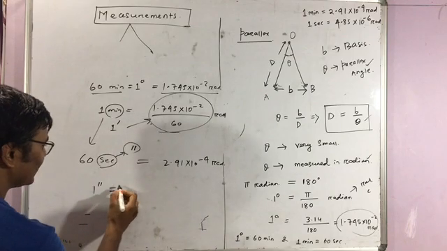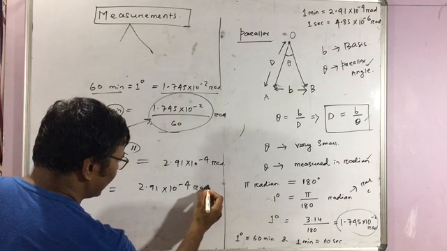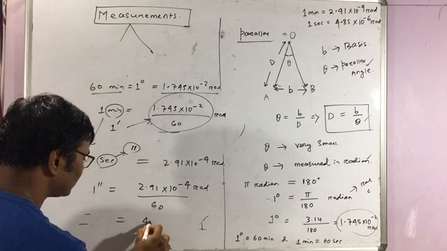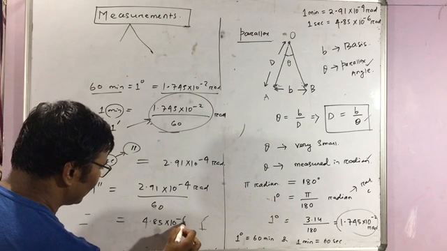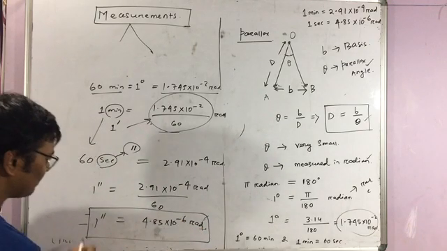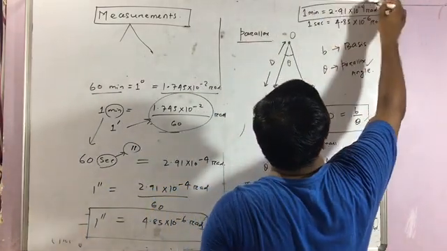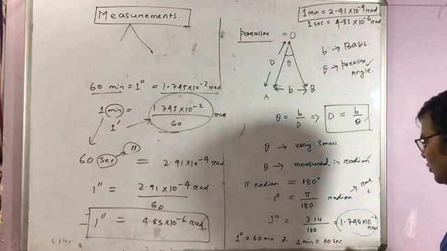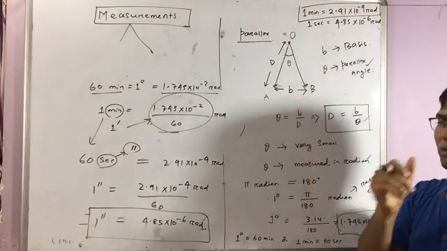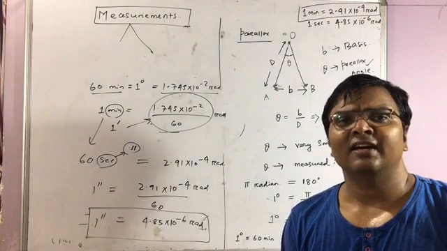So means 1 second will be 2.91 into 10 to the power minus 4 radian divided by 60, and the value it becomes 4.85 into 10 to the power minus 6 radian. 1 second. So you must remember this figure and this figure, so that you can put it directly in some numericals. Clear? And also this figure. Got? So while taking, remember, this is the most important point here, while taking the value of theta, all the time it is in radian. Got?